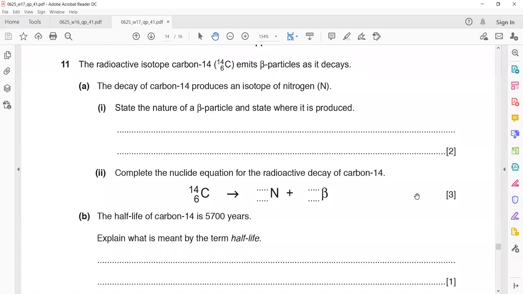The radioactive isotope carbon-14 emits a beta particle as it decays. The decay of carbon-14 produces an isotope of nitrogen. State the nature of the beta particle and state where it is produced. What is the nature of the beta particle? Positive, negative? They are produced, like all these radiations, from the nucleus.